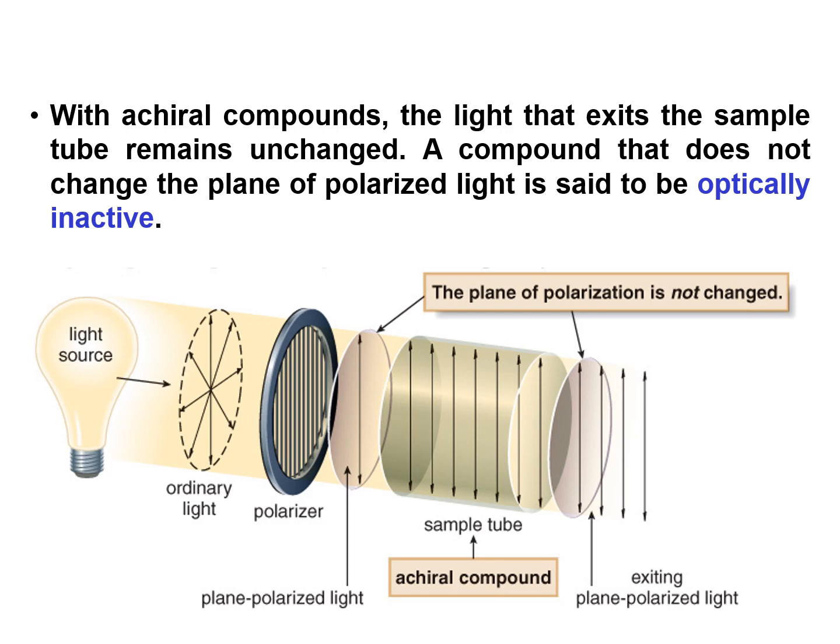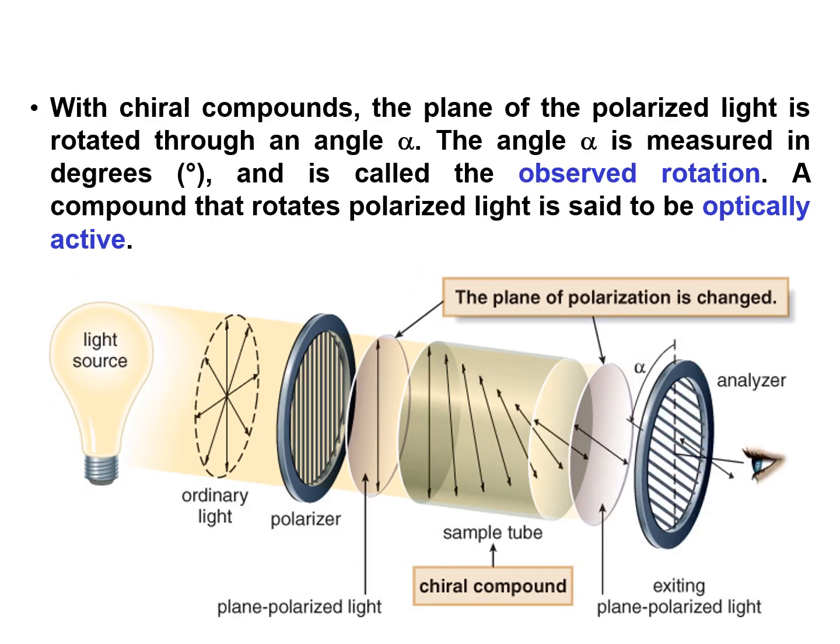In every polarimeter of such arrangement, there is always a source of light or radiation. This is actually sodium D light, and there is ordinary light, and the polarizer, and then a sample tube. The sample holding tube is there, and this is where plane polarized light exits. So with a chiral compound, the plane of polarized light is rotated through an angle alpha. That angle alpha is measured in degrees, and it is said to be the observed rotation.